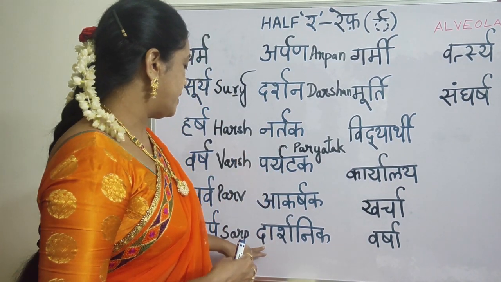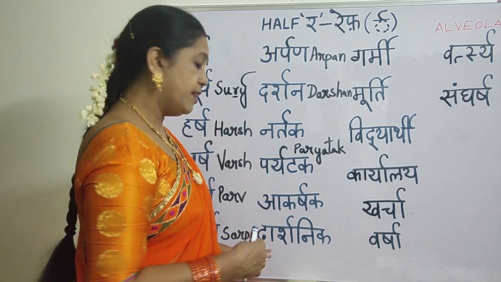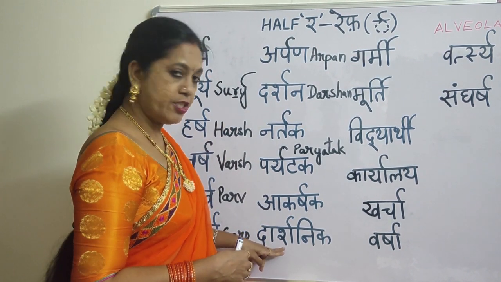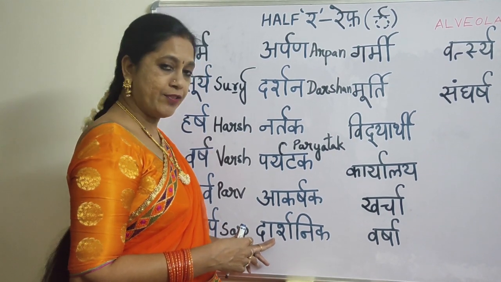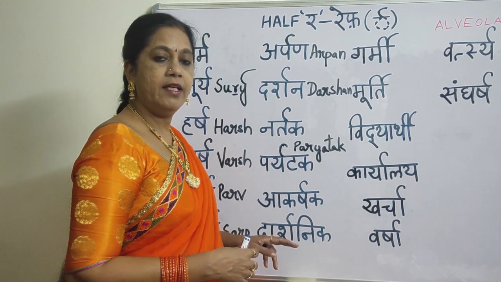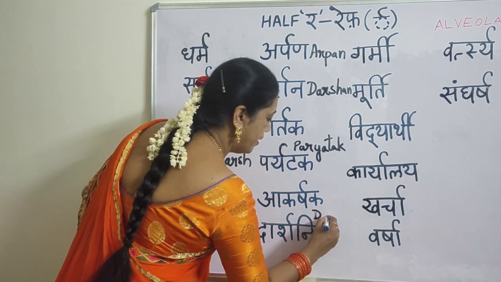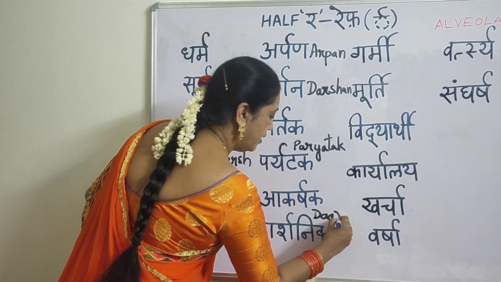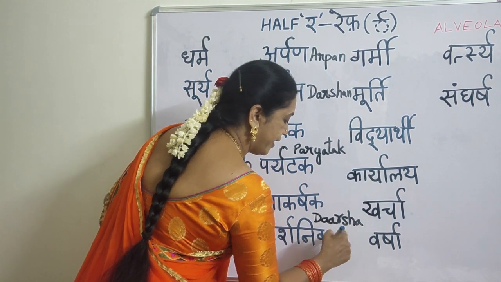The next one comes from this word only. Da. Here sh is there. Ir sound. So definitely here is ra. That's half sound. Dar. Sha. Nika. Darshanik. If you see here, I am writing da, ra. Sha. I'll write it down.